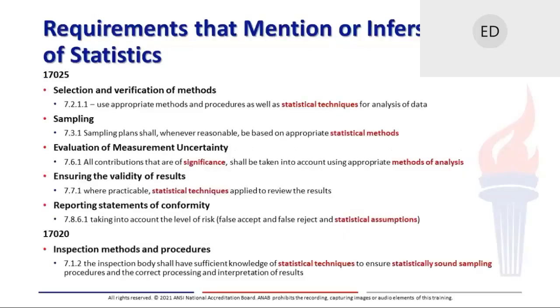Following is a list of the requirements that mention or infer the use of statistics. Most of these are in 17025, from selection and verification of methods to sampling to the evaluation of measurement uncertainty, which is the one requirement that infers the use of statistics, also to ensuring the validity of results and reporting statements of conformity. And for inspection methods and procedures, it also brings in having sufficient knowledge of statistical techniques so we can apply it to statistically sound sampling and for processing and interpretation of results. So let's take a look at these requirements.